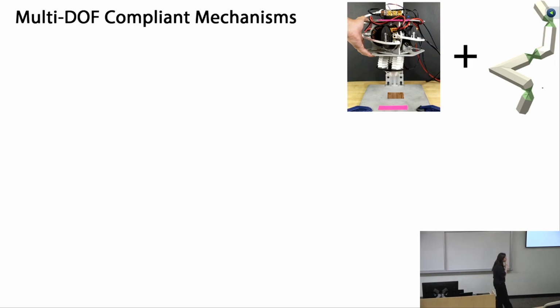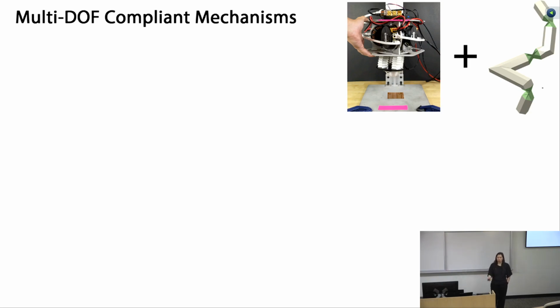And so one thing that I want to note is that all of the joints in our database are also parameterized for stiffness. And so we can manipulate the rotational or translational stiffness of each of the joints in the mechanism by changing its geometric parameters.